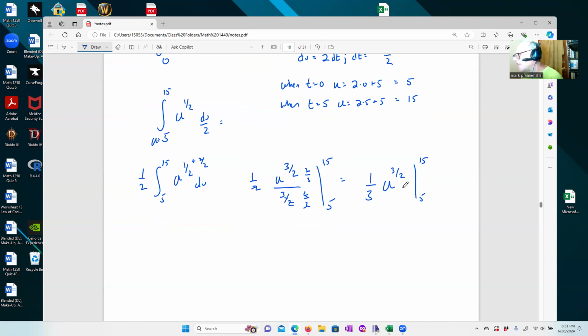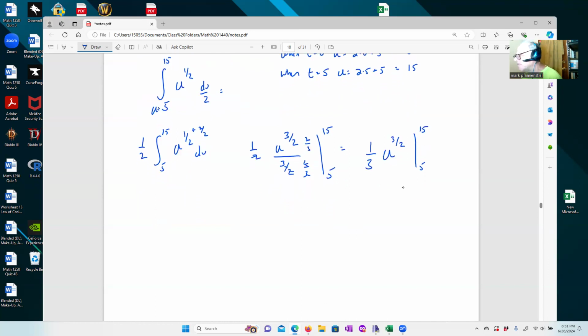Now here's where it's going to get a little tricky. If your algebra is not quite up to it, we'll go slow so you can see what's happening. But as you do more of these, you'll sense a pattern. So this is going to be 1/3, and this u to the 3/2 is 15 to the 3/2 minus 5 to the 3/2. Okay, so let's go real careful with this.